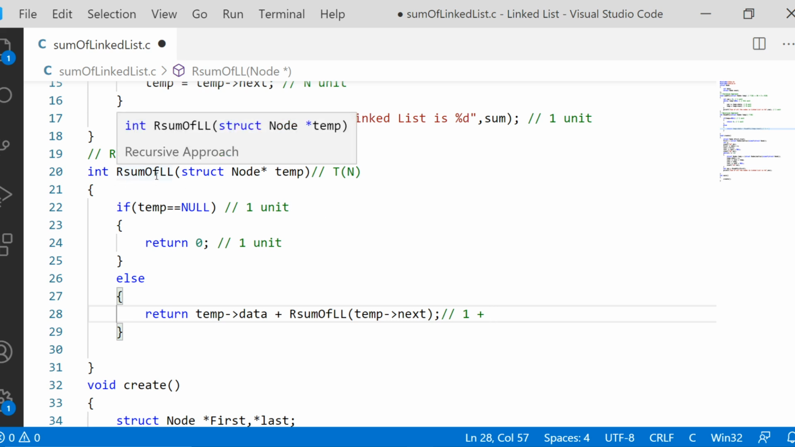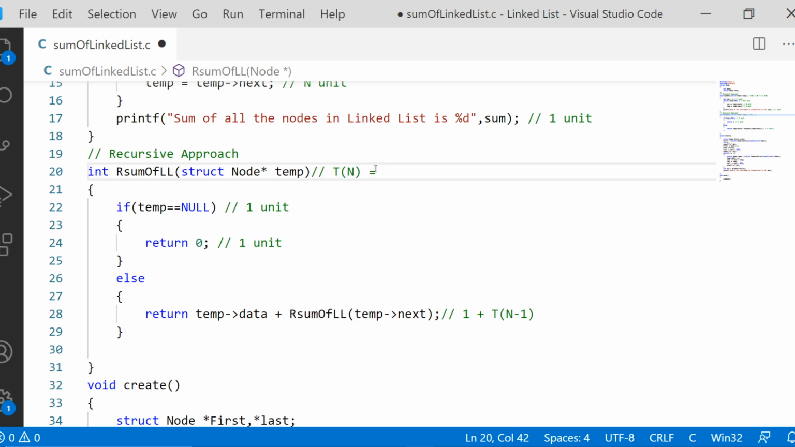So if R sum of LL of temp is taken as T of n, and when you skip one node and move to the next node, how many remaining nodes will be there? N minus 1. So this can be called T of n minus 1. Because here totally n nodes were available, but if you call this function, hereafter only n minus 1 nodes will be available. So we are taking this recursive call as T of n minus 1 to represent that hereafter there will be n minus 1 nodes.